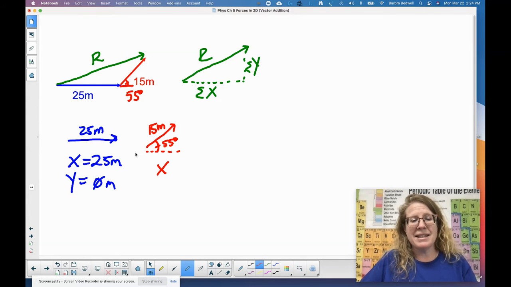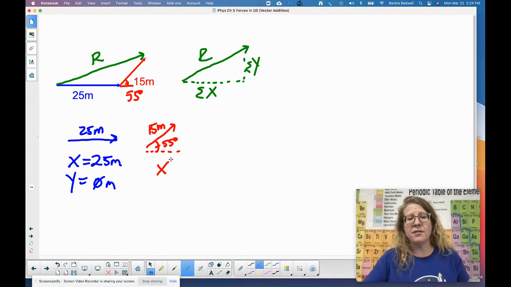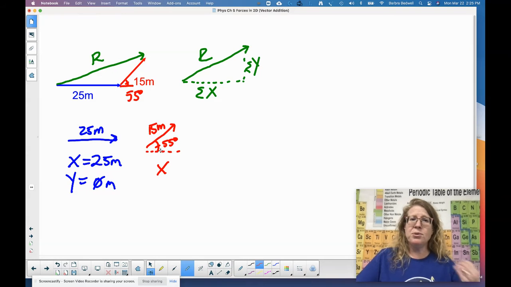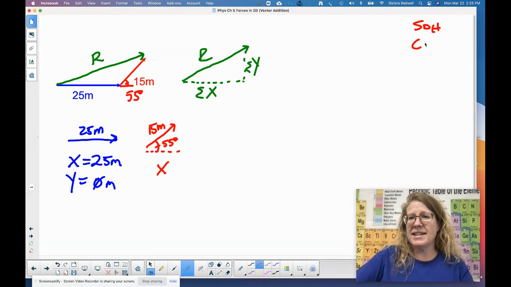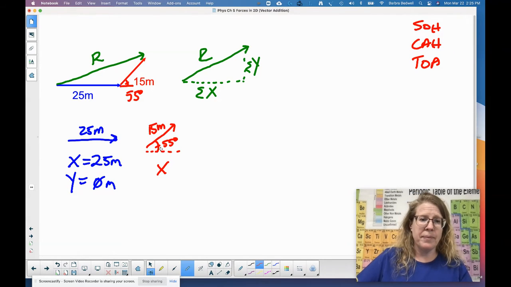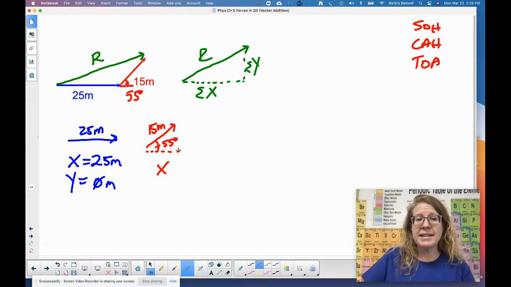So our x side, think to yourself, is this side right here, the x, the adjacent side or the opposite side? Because once you know what that is, that's going to help you decide which sine, cosine, tangent to use. Remember, it's SOH, CAH, TOA. With the opposite side, we use sine. With the adjacent side, we use cosine. So in this particular case, our x component is the adjacent side, so we're going to use cosine.